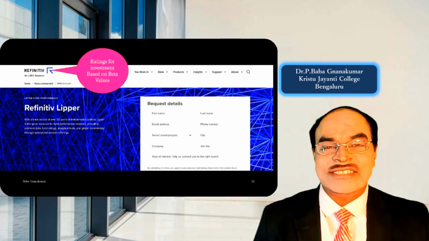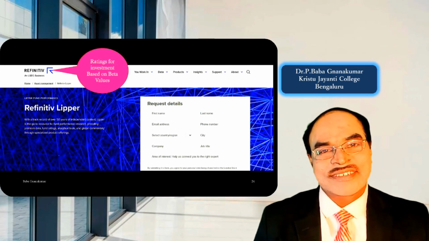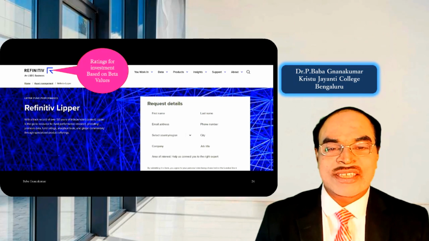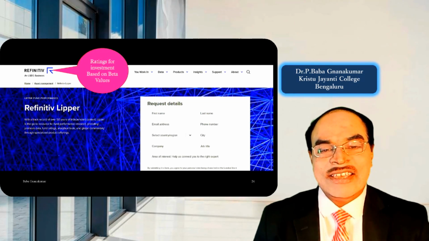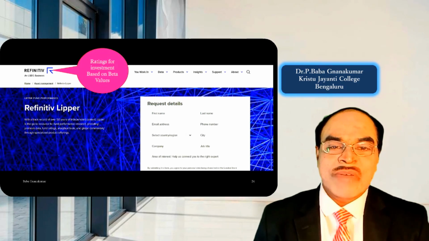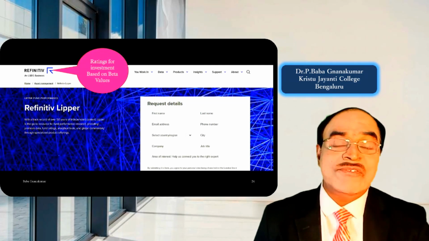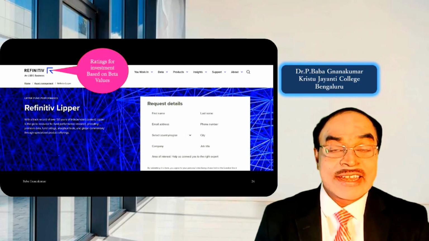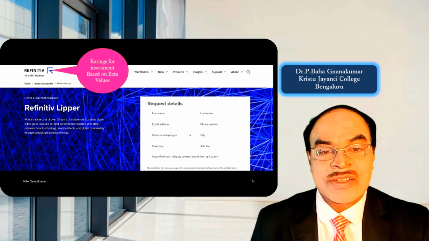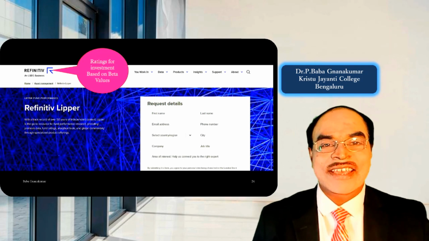Let us see the first one, the main software used by fintech firms like Paytm, UPI and all those things. They call it Refinitiv Lipper. That is the software used by most of the fintech firms. The reason is that it has a unique feature of identifying payments and receivables, and especially it is customized for each and every fintech firm. That is why they are using this type of software.